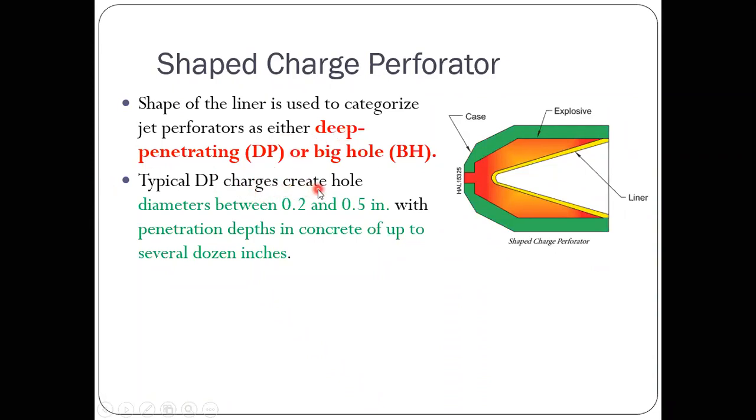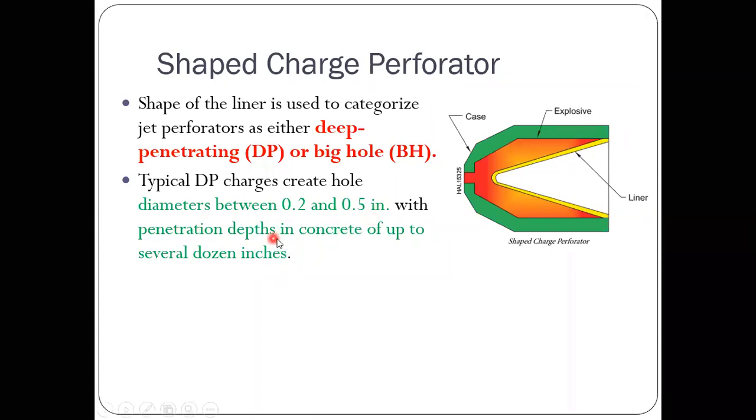It is for deep penetration, and the diameter you will get is between 0.2 to 0.5 inch, with penetration depth in concrete of up to several dozen inches. This is from the laboratory experiment when they used concrete. When you use deep penetrating perforators, you will get 0.2 to 0.5 inch diameter.